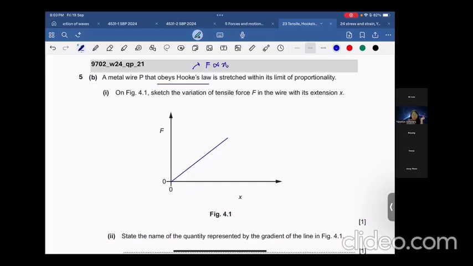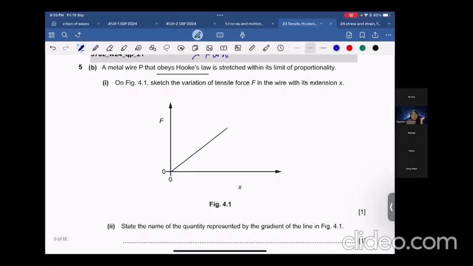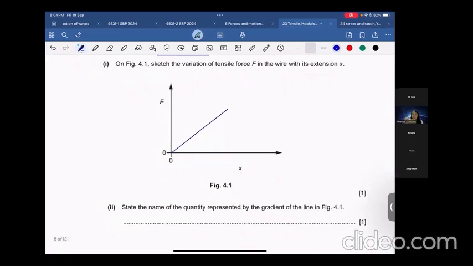Can you state the name of the physical quantity represented by the gradient? In the first lesson we talked about physical quantity: it is a quantity that can be measured and gives you a value and unit. That is called a physical quantity. Boys and girls, tell me, when you calculate the gradient, what physical quantity does it represent?